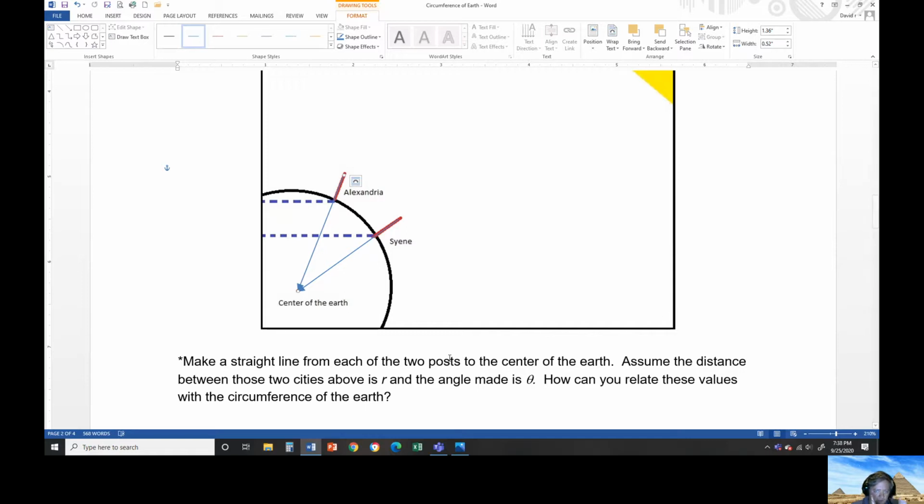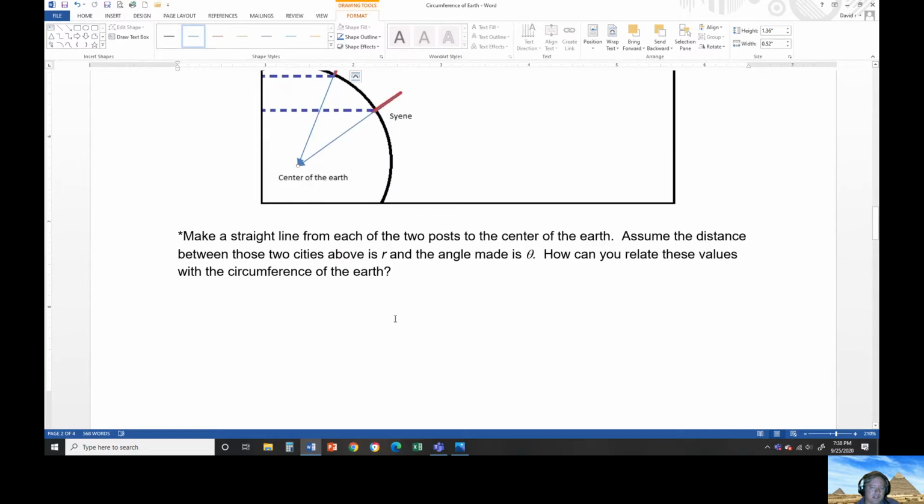Those two sticks, if they're directly into the ground and straight and flat, are going to point directly to the center. Okay, they're going to go through a bunch of the earth, but they point directly to the center. So we're going to assume that this little piece is just going to be called R, and this little piece is going to be theta. This is our magic angle, okay?